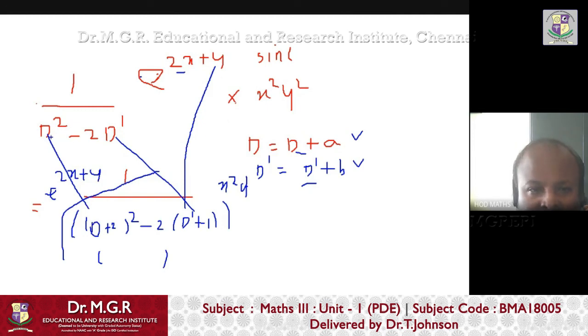D as D plus a means in place of D you substitute D plus the coefficient of x, not putting D equals 2, but D plus 2. Similarly, D dash plus the coefficient of y. Then you take that exponential term on the left hand side, keep it as it is, and write it in the final solution. Hereafter, it has no role in the denominator. Whatever is in the right hand side, you substitute that and you can do the problems.